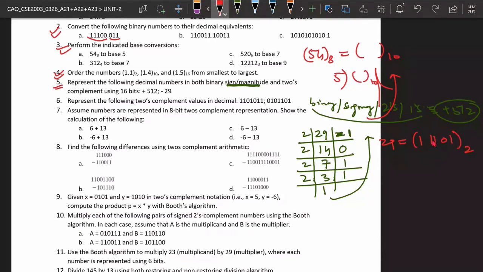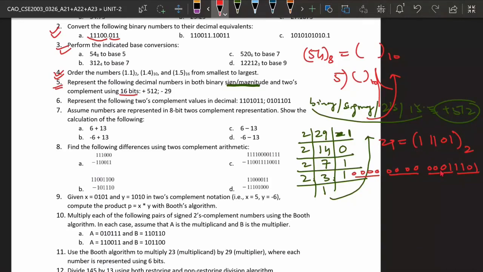So this is 29. If we are asked to represent the following decimal number in binary and 2's complement using 16 bits, we need to use 16 bits. This is 1 2 3 4 5 bits only, so it can be represented in 16 bits. The 5 bits are 1 1 1 0 1, and the remaining 11 bits will be all zeros. So 4, 8, 12 and 16. This is the 16-bit representation of 29.